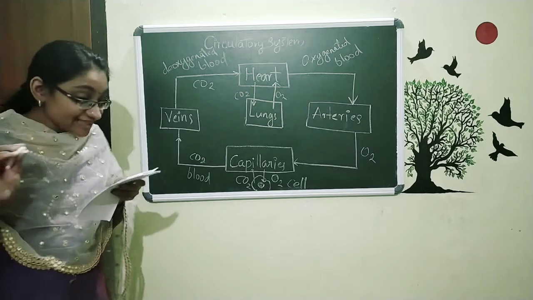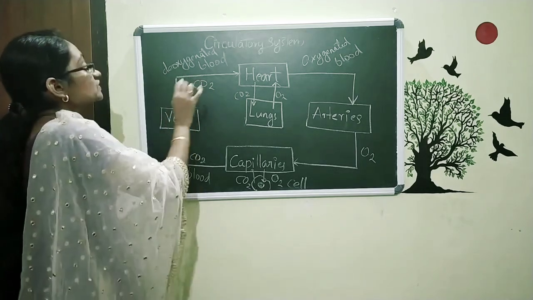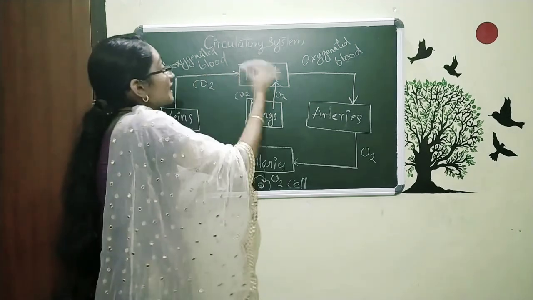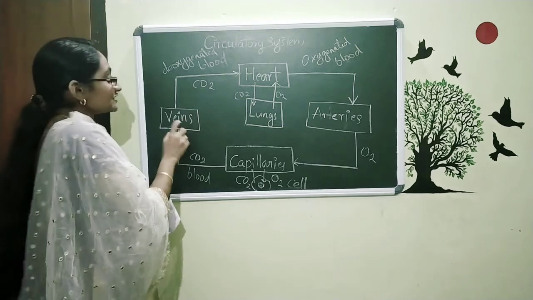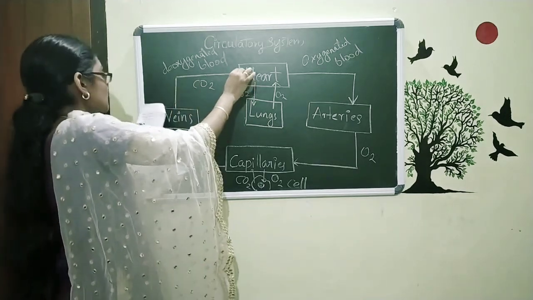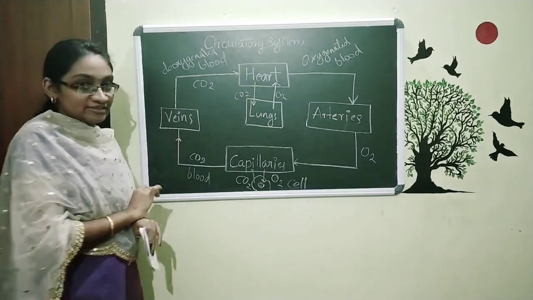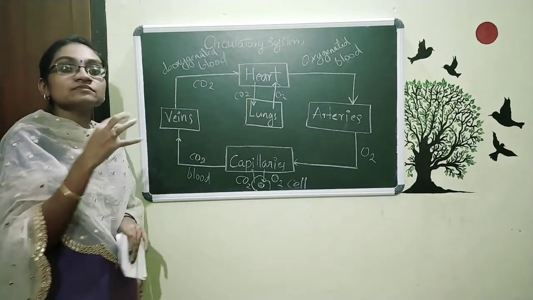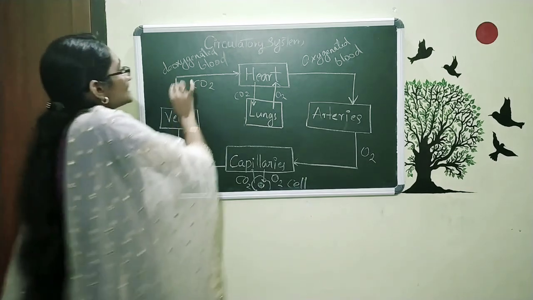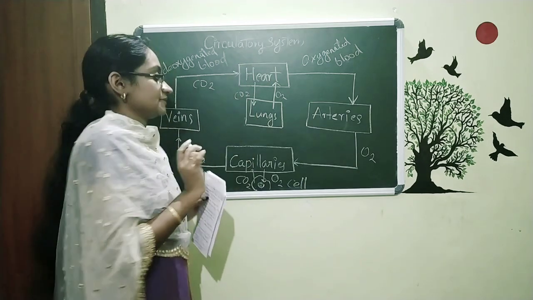The deoxygenated blood from the body parts enters the right side of our heart through the main vein, which means that through this main vein the deoxygenated blood is entering the right side of our heart, and this blood is from the organs of the body. So this deoxygenated blood reaches our heart. That is the first step.